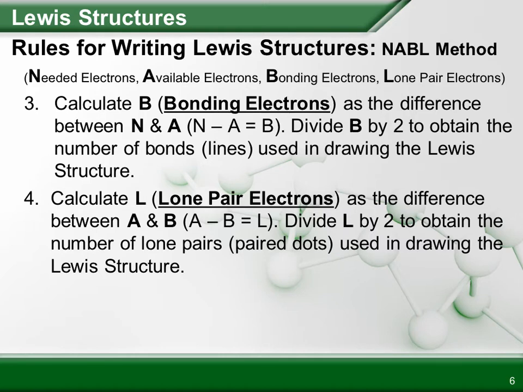Now that we have N and A done, that's what we need to finish the rest of our calculations. For B, the bonding electrons, this is the difference between N and A. So we're going to take what we calculated for N and subtract what we calculated for A from it. And that will give us the number of electrons involved in bonds. Because this is the total number of electrons involved in bonds, to get the number of actual bonds, we have to divide it by 2. This will tell us how many lines we will use in the Lewis structure.